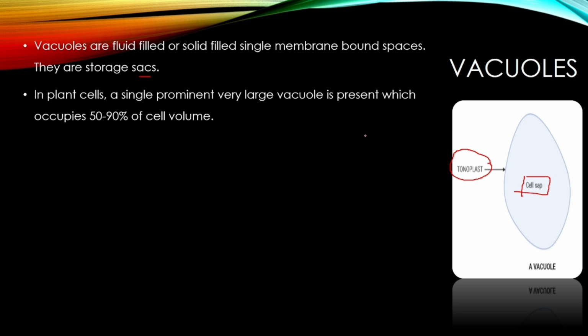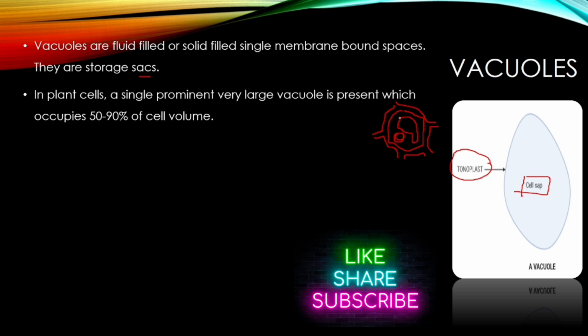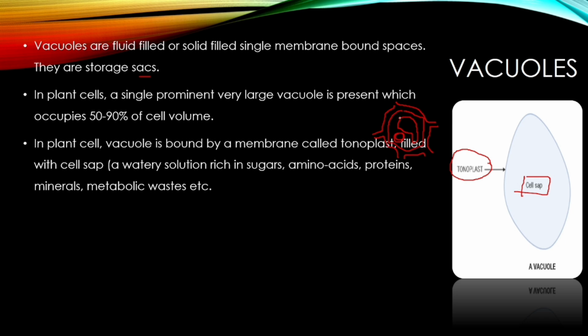The nucleus shifts to the periphery. If you have a plant cell, you'll realize that most of the components of the plant cell are put to the corner and the vacuole takes the largest space of the plant cell. In plant cell, vacuole is bound by a membrane called tonoplast, filled with cell sap. What is the composition of cell sap? It is rich in sugar, amino acids, protein, minerals, metabolic waste. It's not just water, it has many components present in it.